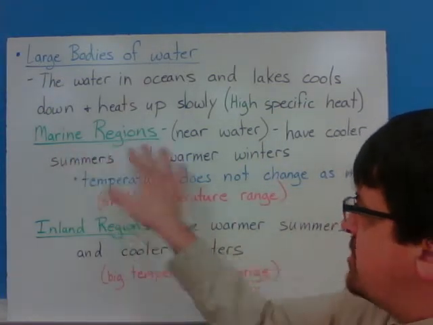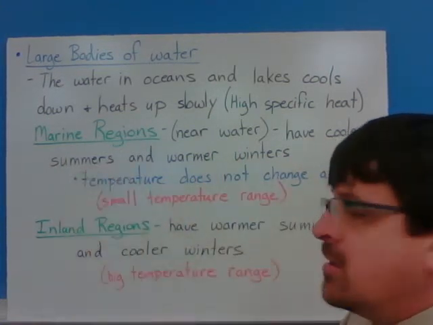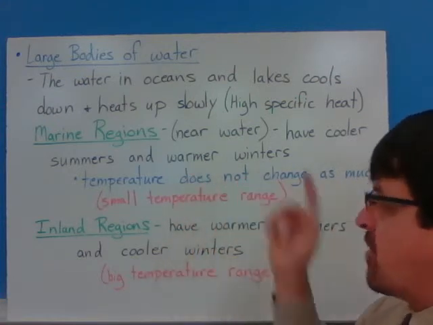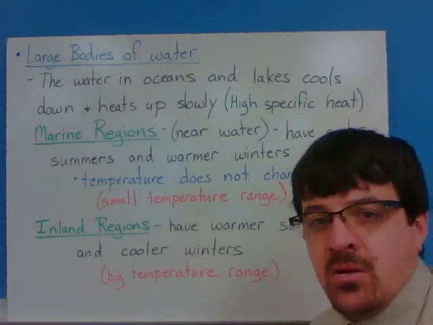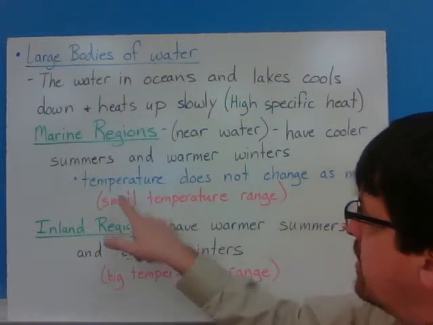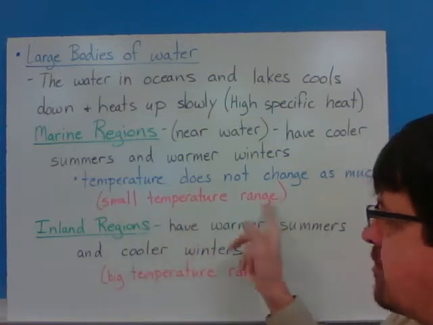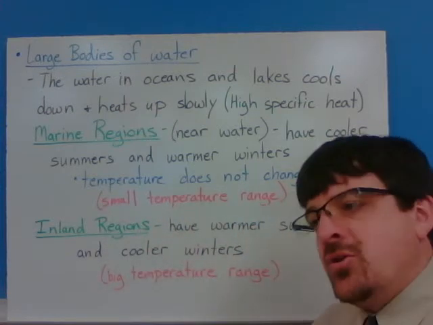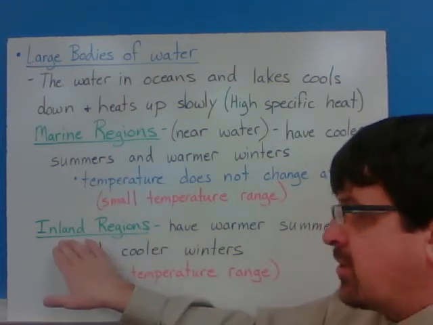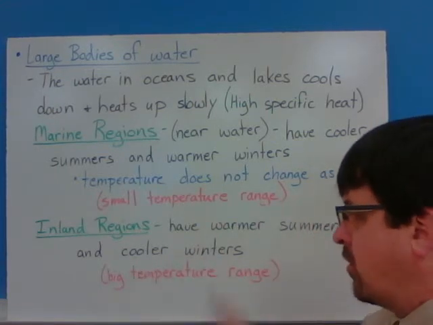Marine regions near the water, near an ocean or a lake, have cooler summers because the water keeps them cooler, but they also have warmer winters because the water keeps them warmer. It doesn't allow them to get those extremely cold temperatures. I wanted you to realize the temperature does not change as much, a small temperature range. If you're next to the water, you just don't get those extremely high and extremely low temperatures that you would if you were farther inland, away from the water. They're going to have warmer summers and cooler winters.